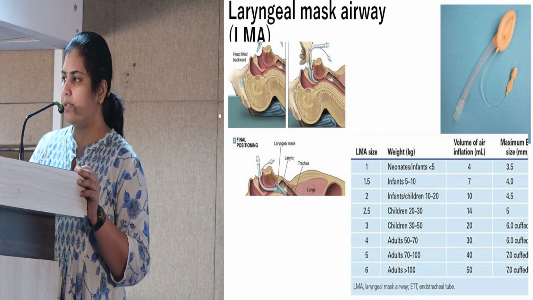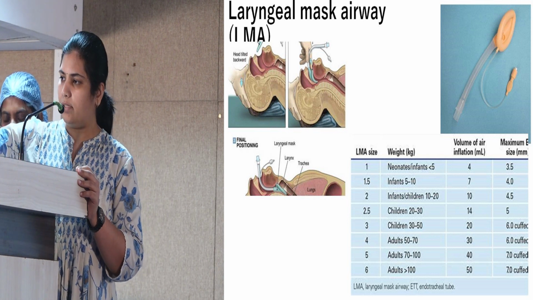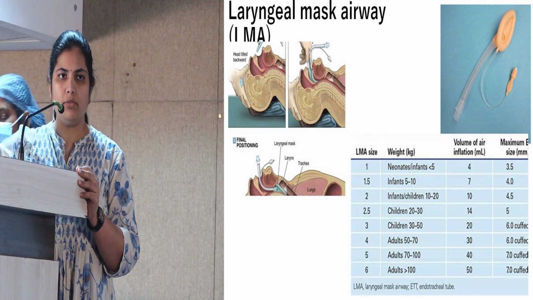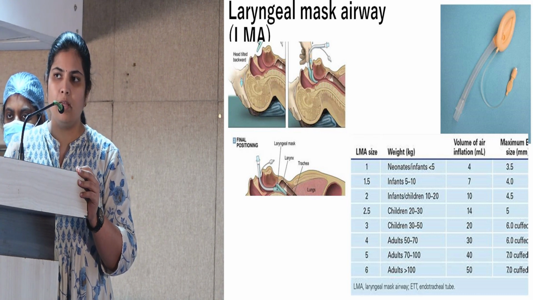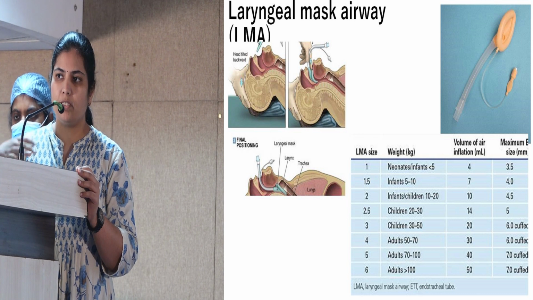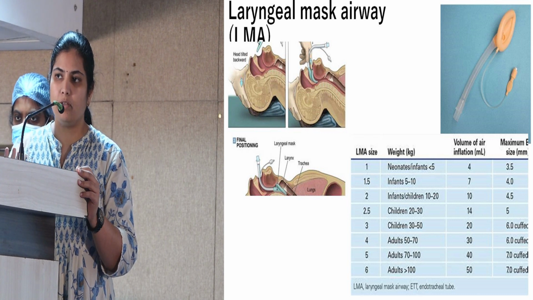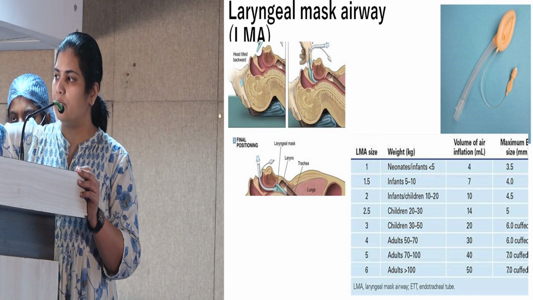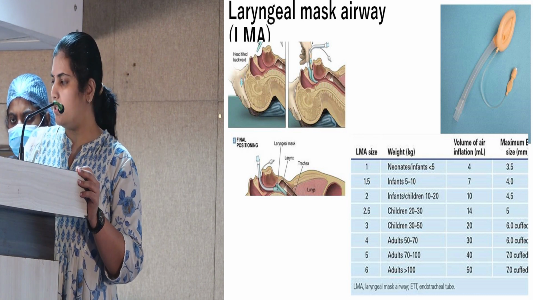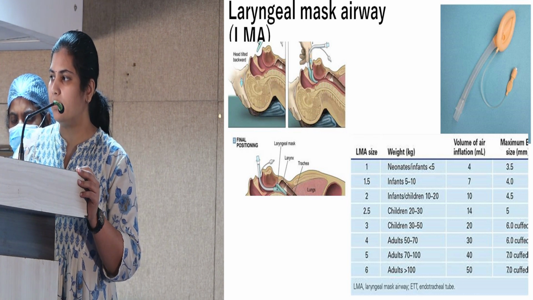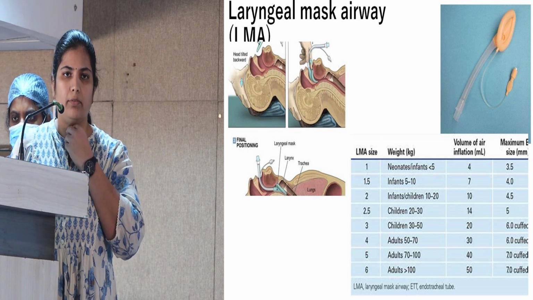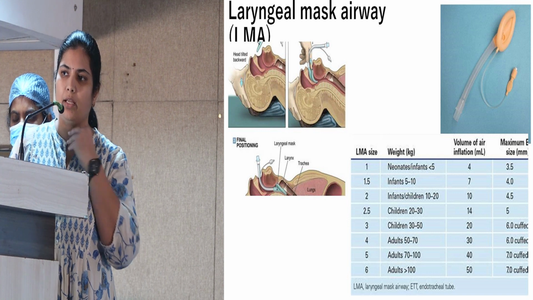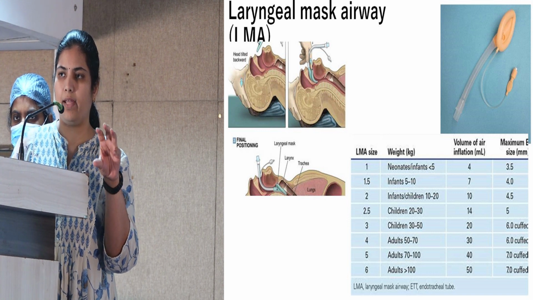Then laryngeal mask airway. Usually in emergency situations and in ICUs, we intubate a patient. But when the airway is difficult and we are not able to intubate or ventilate, and the patient is desaturating, we can use this supraglottic airway, which is laryngeal mask airway. We need not insert a tube inside the cords. It will just sit above the patient's larynx.